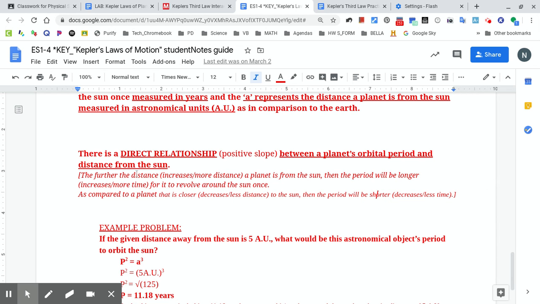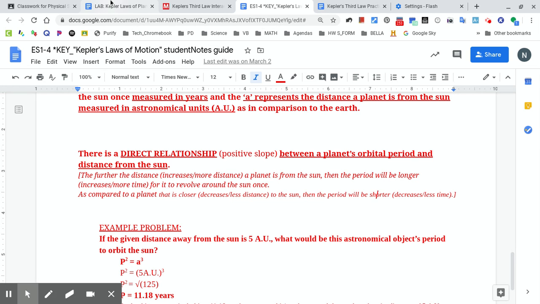So farther away, more distance, I'd have my thumb going up. The period is longer, so my other thumb's going up. So they're both going up. Therefore, it's directly related. Same thing with the other one. Decreasing the distance, my thumb is going down. The period decreases, so that's going down too. So both going up or both going down. Therefore, it's a direct relationship.